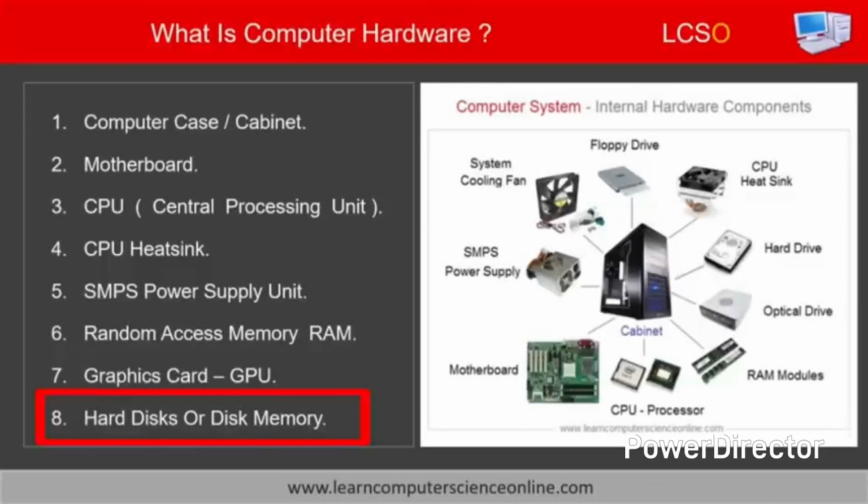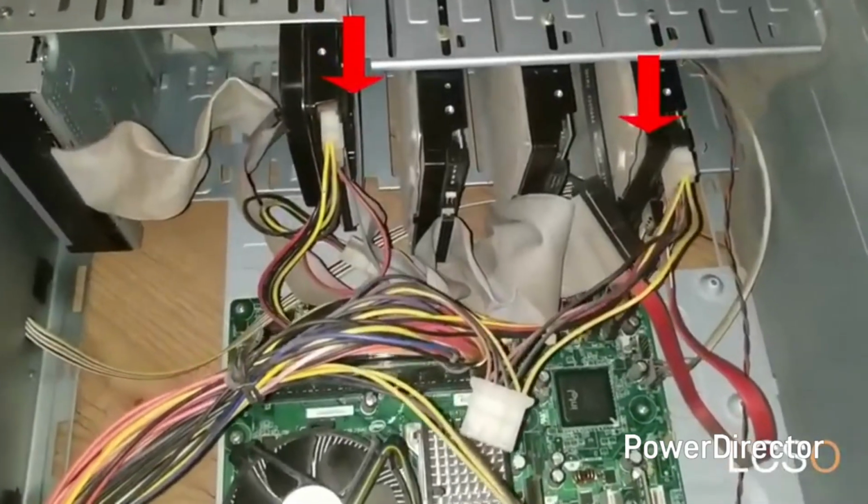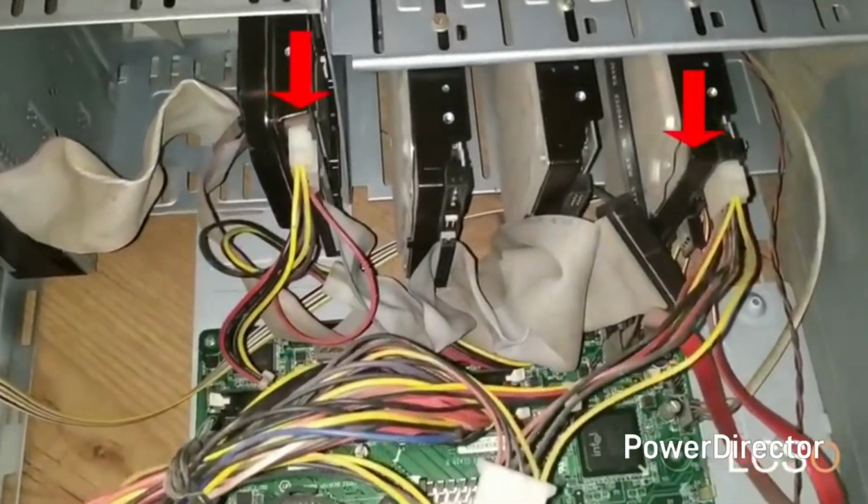Let us move on to the next hardware component on our list, that is secondary memory, called the disk memory or a hard disk. The hard drive or a disk memory is considered as permanent memory. It is also called a secondary memory, and it is managed by the operating system.